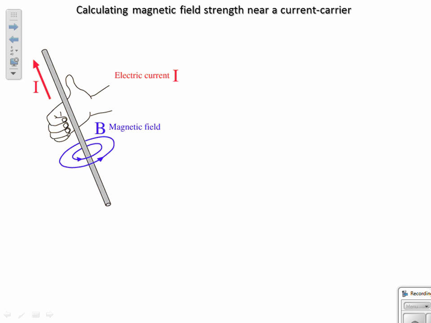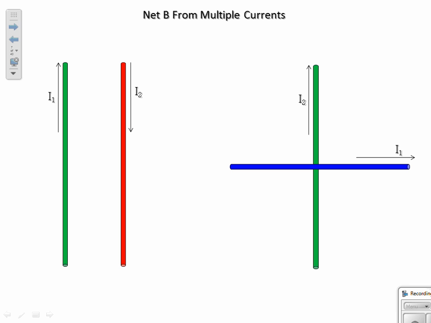Now, oh wait, hang on. We should do this one first. Yes, let's do this one first. Here we don't care about anything quantitative at all. We just care about directions of stuff. All right, I'm going to do this. You're going to do this.